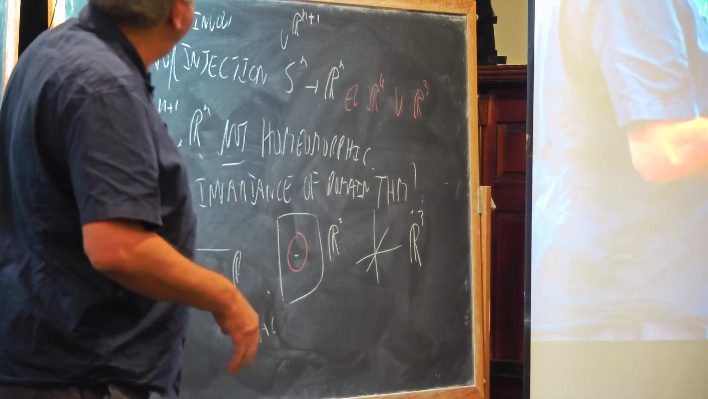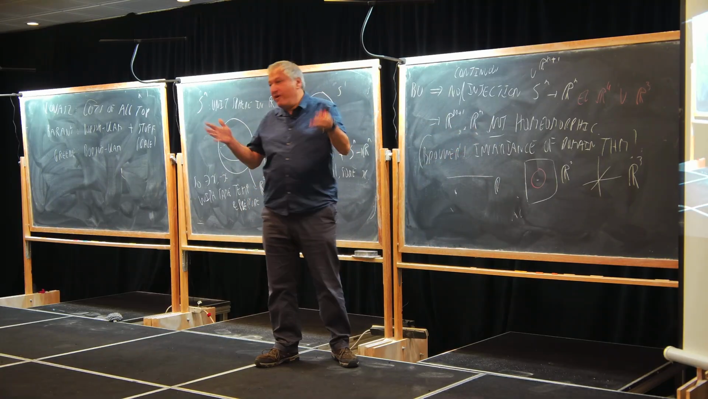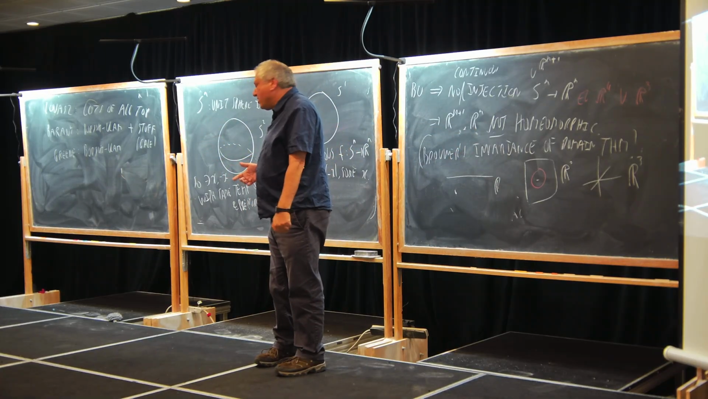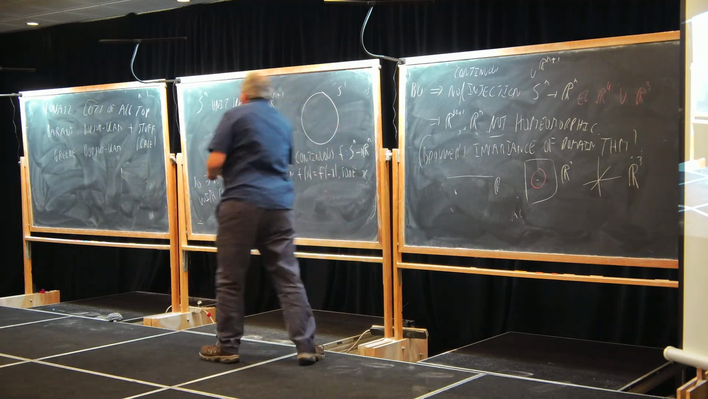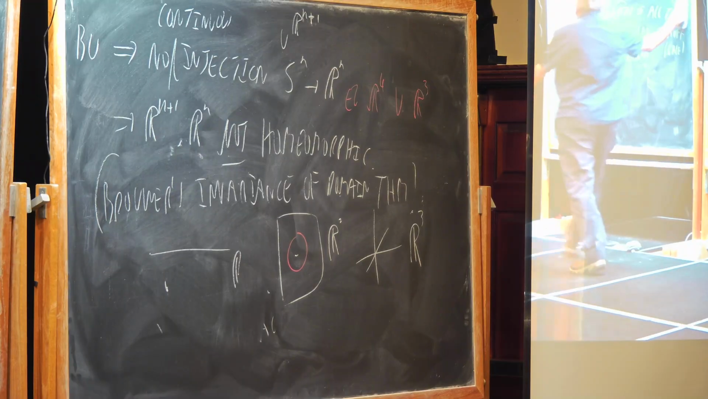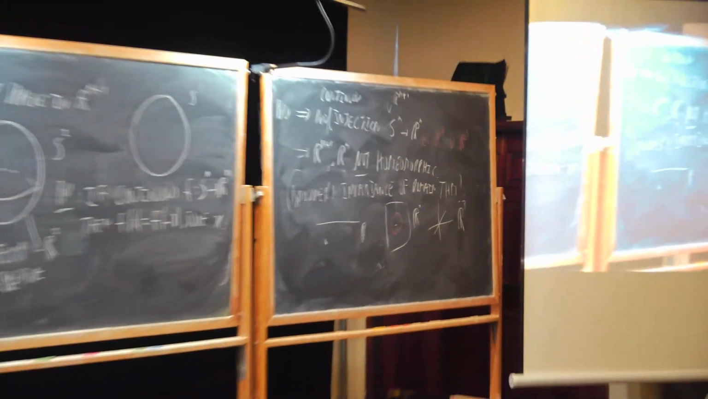Oh, there are other forms of this theorem, by the way. This is one of the two or three theorems called invariance of domain. Okay, so let me show you some other forms of Borsuk-Ulam, which are quite nice.